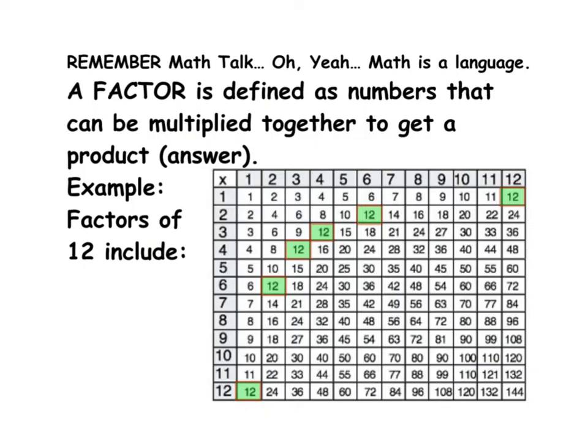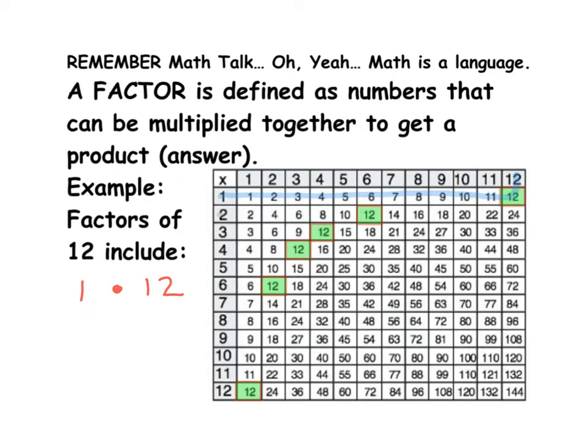When I say the word factor, it's defined as numbers that can be multiplied together to get a product. Please know that every number has a factor of 1. In fact, 1 times 12 is 12, so both 1 and 12 are factors of 12. I can see on my multiplication chart how 1 times 12 is 12.